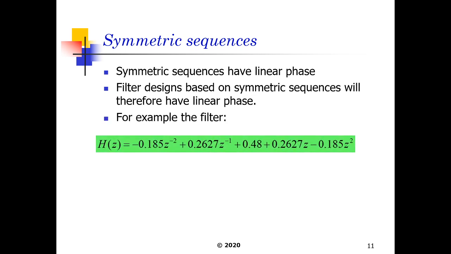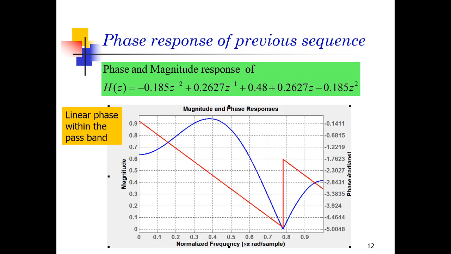So for example, if we had the symmetric sequence here, which is symmetric about this point, and we plot its magnitude and phase response, we can see here that magnitude is represented by the blue line, and it has its own property and so forth. But the important part is that we're watching the phase, which is represented by this red line, and you can see that it has a very linear relationship as it goes throughout the entire frequency band.